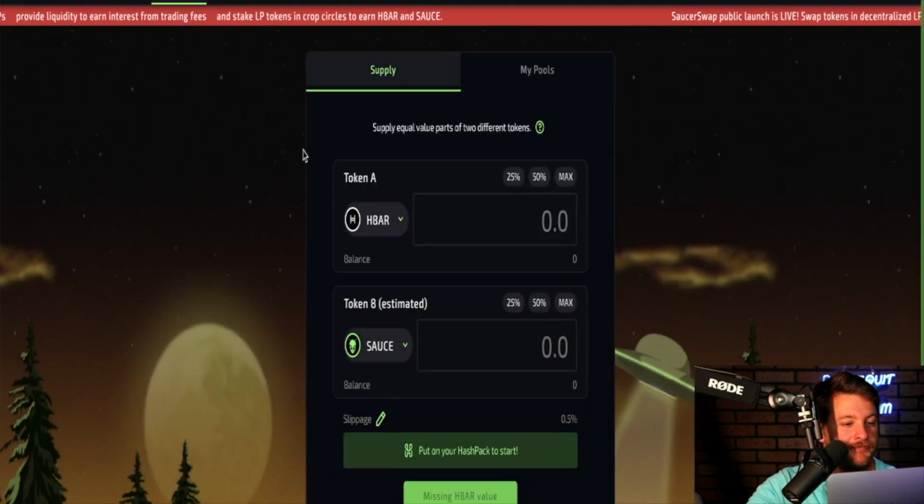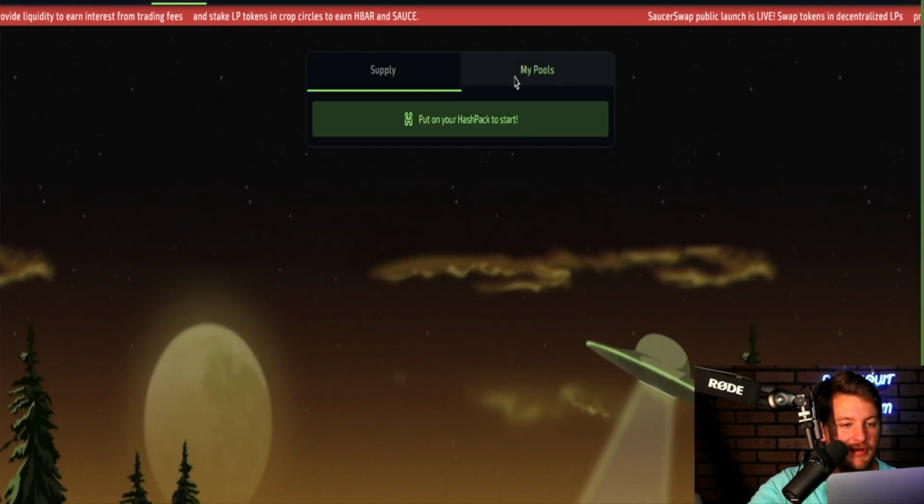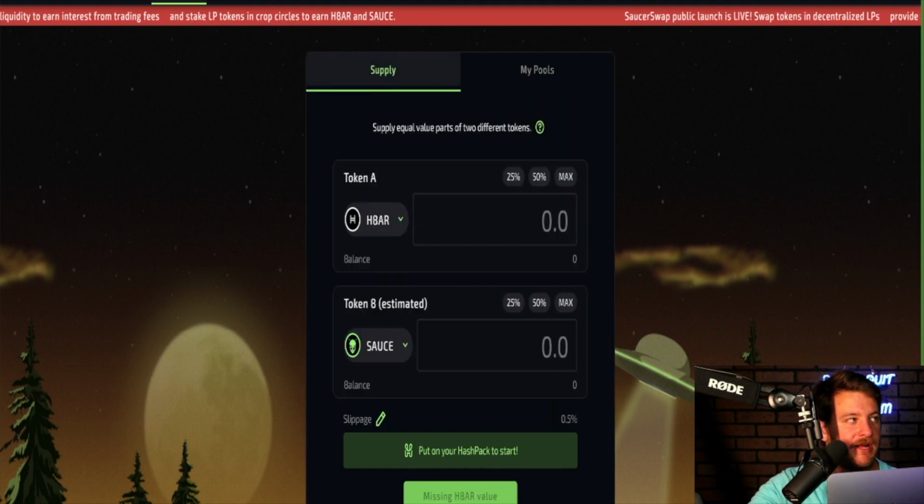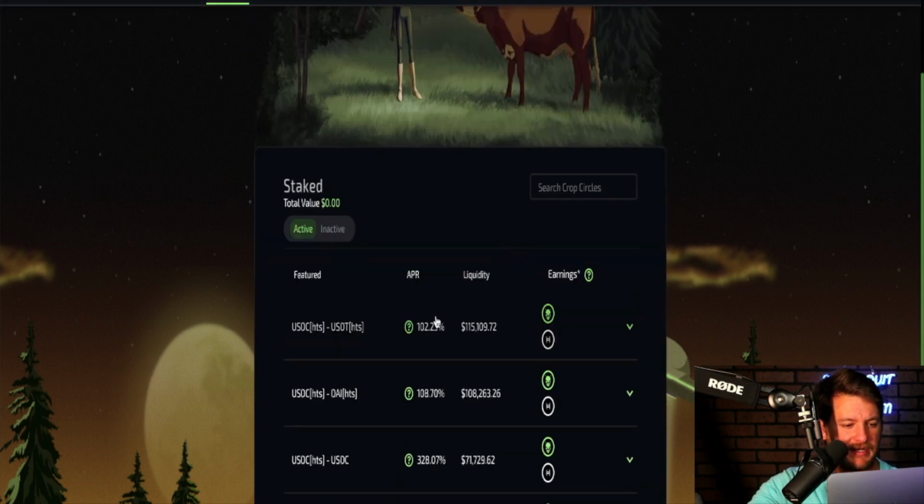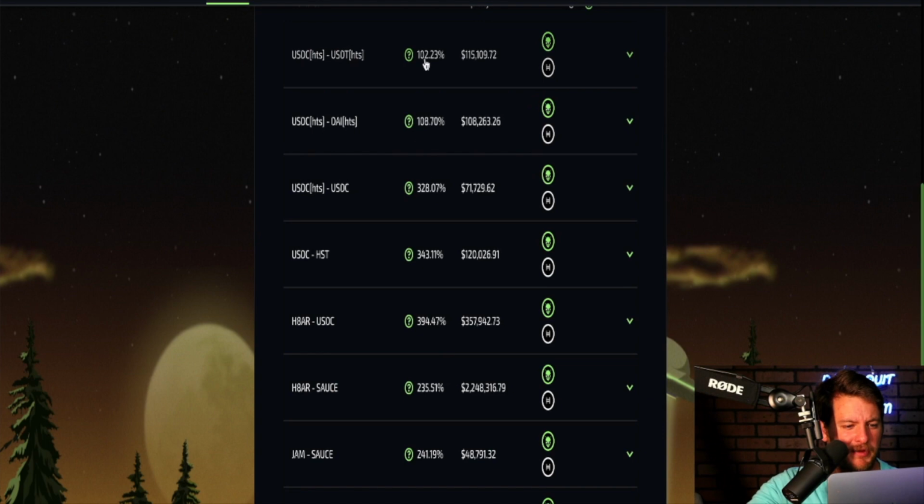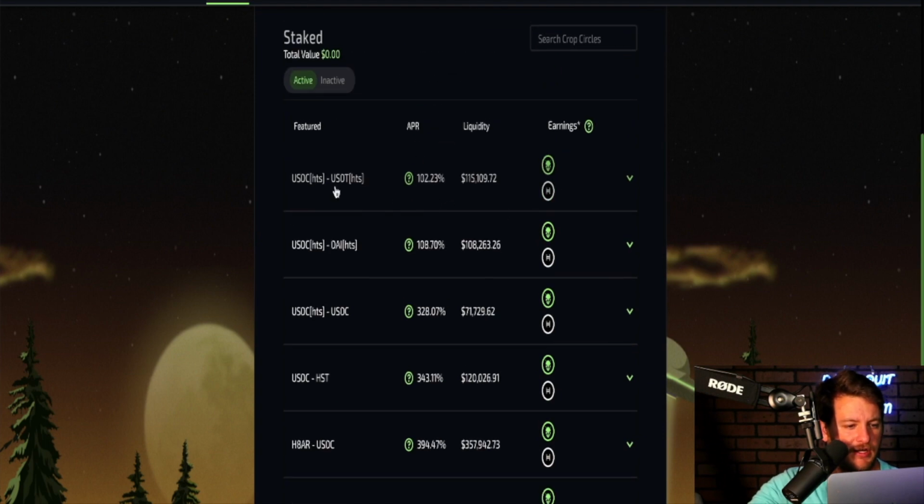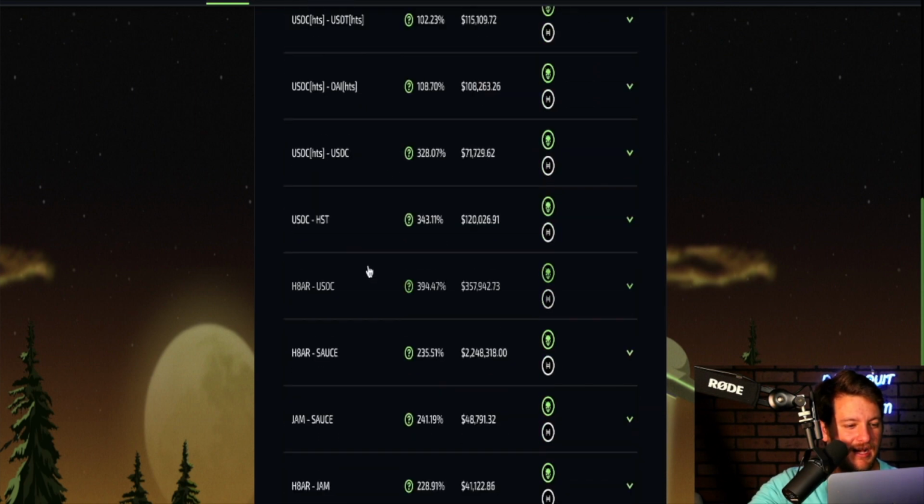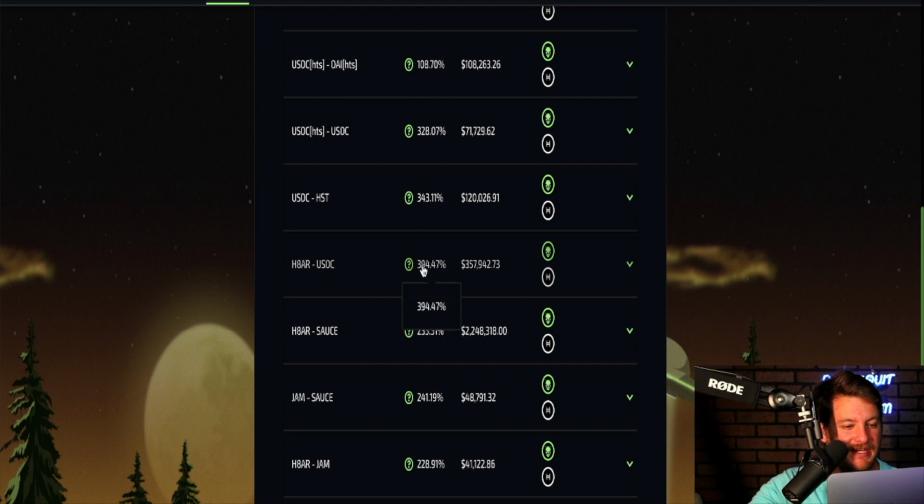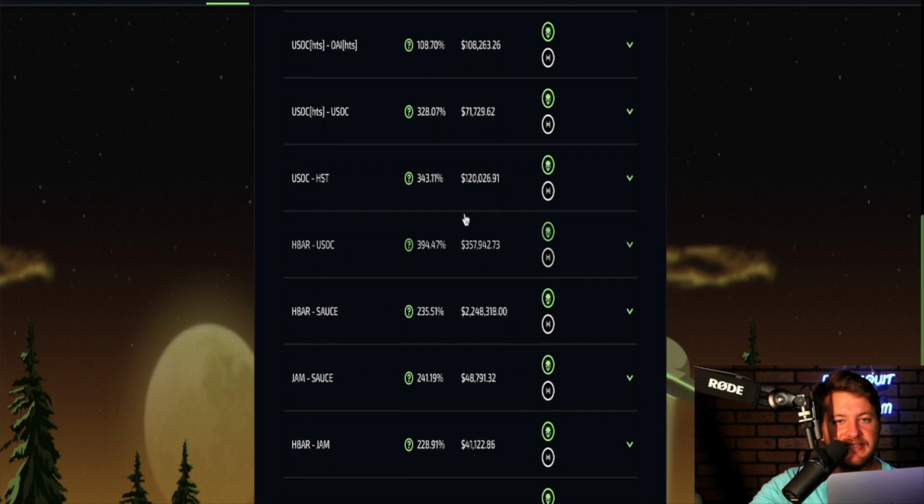Not only that, but there are liquidity pools that you can provide. I'm on my Mac right now, so my HashPack is on my PC, but I'm just giving you guys the sort of run-through. Look at these APYs right now. USDC to USDT, 102% APY. Like, what? And HBAR to USDC, 400%. I mean, obviously, this stuff's going to change. It's going to go down the more liquidity that gets provided. But right now, it's pretty cool.